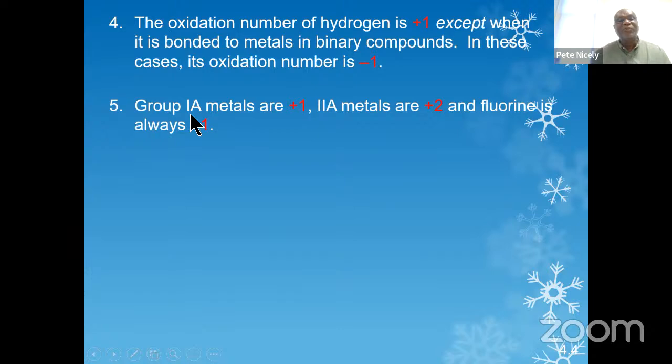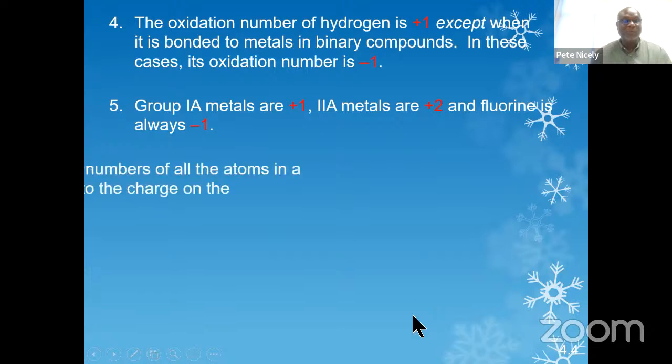So in the case of group 1A metals, when they're combined with other elements, the oxidation number is +1. When it comes to group 2A metals, the oxidation number is +2. And fluorine is always -1. So it doesn't matter what fluorine is combined with. If it's combined with some other element, then it's always -1. The only exception is if fluorine is combined with itself, in which case it's 0, right? But if fluorine is combined with hydrogen or sodium or aluminum, it doesn't matter. The oxidation number of fluorine is going to be -1.